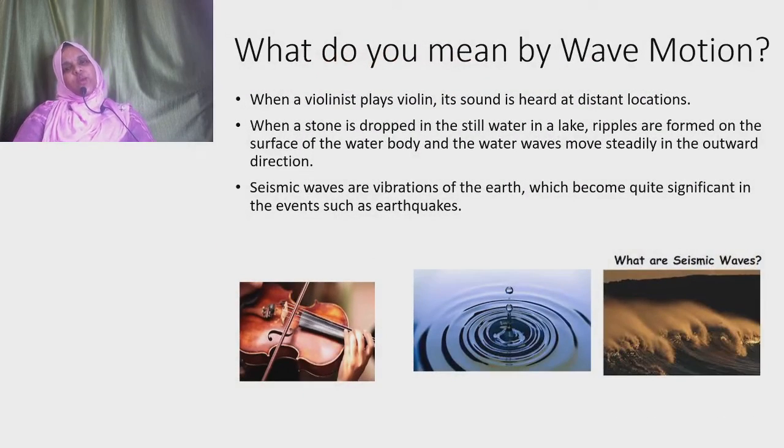So what do you mean by wave motion? We can hear when a violinist plays his violin from some place, its sound is heard at distant locations. Also, when a stone is dropped on the still water of a lake or any water body, we can see ripples formed on the surface of the water body, moving steadily in the outward direction. And also there are waves which occur due to the vibrations of the earth, which is quite significant during earthquakes.